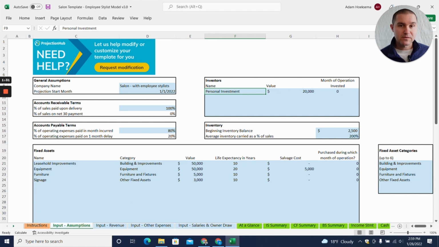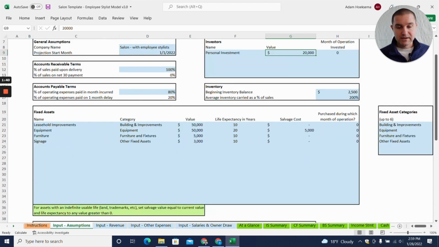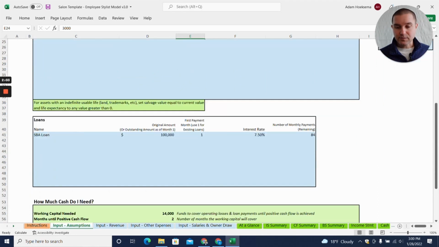Now, if you're trying to raise some money from a bank, they're probably going to expect that you put in some money yourself. And so we've assumed here $20,000. We have our fixed assets here, so we're assuming that you're going to be renting the salon, and you are going to be responsible for $50,000 worth of leasehold improvements to get it ready for opening. And $50,000 of equipment, $5,000 of furniture, and then $3,000 for your signage. Those are really your main startup costs.